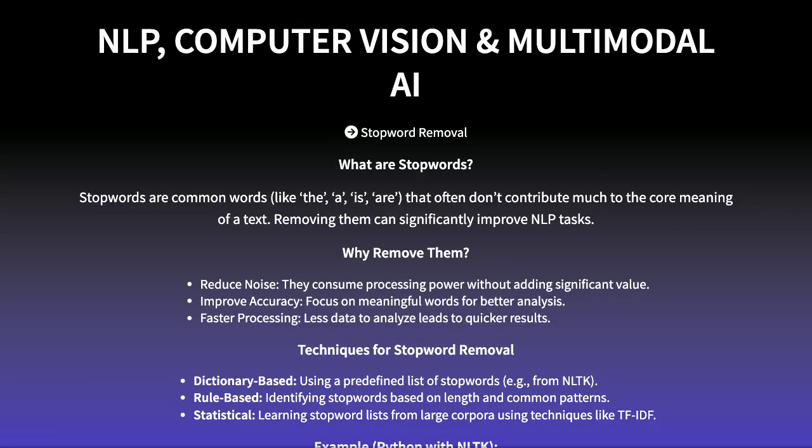Okay, let's talk about stopword removal. Think of these as the common words that appear all over the place in text, but often don't really tell us much about the core meaning. Removing them can actually make a big difference in a lot of NLP tasks like sentiment analysis or topic modeling. We do it to reduce noise, improve accuracy, and speed up processing. There are a few ways to handle this. You can use pre-built lists, create your own rules based on length or patterns, or even learn these stopword lists from massive amounts of text data.